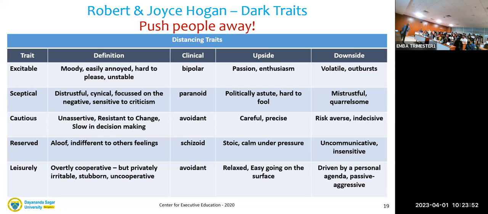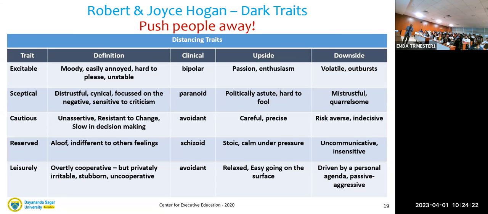So what does it mean to be, say, cautious? So cautious is unassertive, resistant to change, slow in decision making. What is the upside? You can be careful and precise. What is the downside? Risk averse and indecisive. So again, it brings home the point that everything has two sides to it. And on one side, it can be good. On the other side, it can be a little bit negative or not so good.